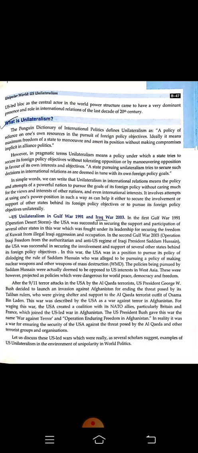Let's discuss the US-led wars, which several scholars suggest as an example of US unilateralism in the environment of unipolar world politics. So let us take a case study of US unilateralism in Operation Desert Storm in 1991 and in Iraq.